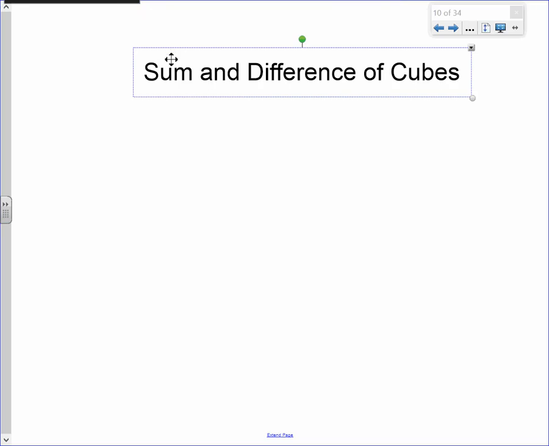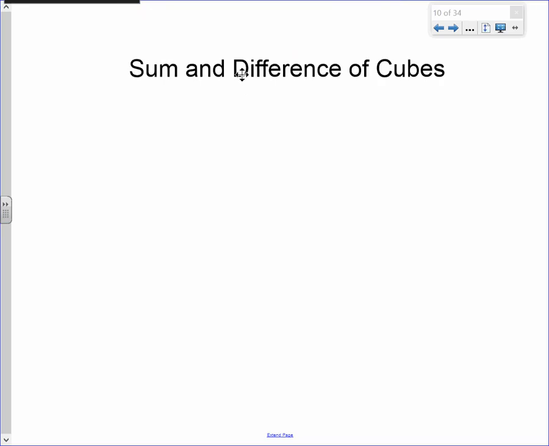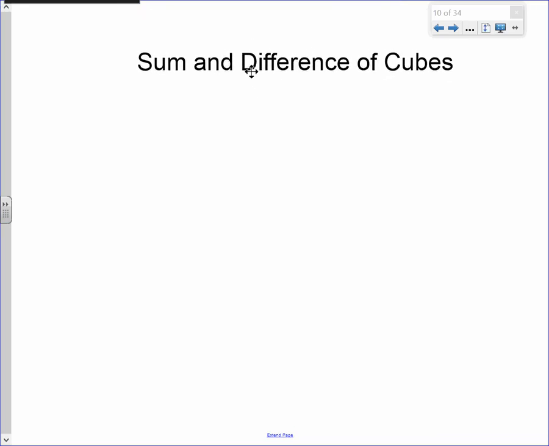We've reached the end of our factoring techniques: the sum and difference of cubes. As you're writing that down, I'm going to put the last two bubbles: sum of cubes, difference of cubes.